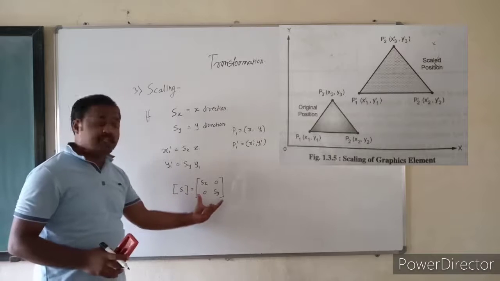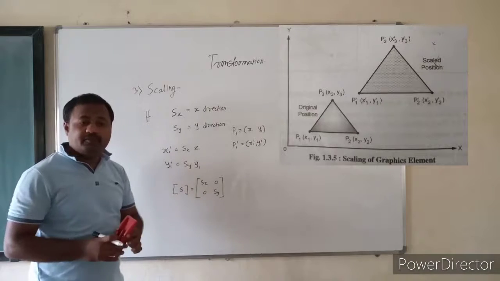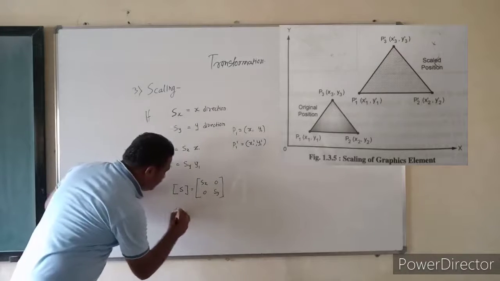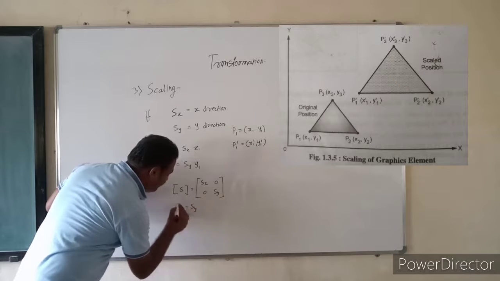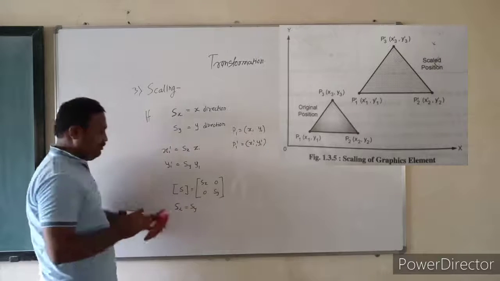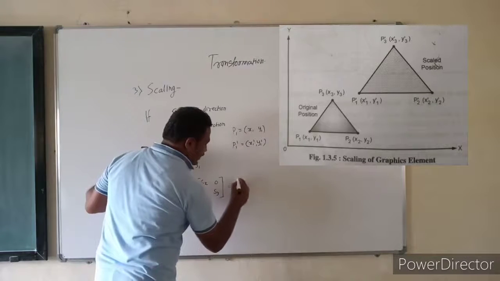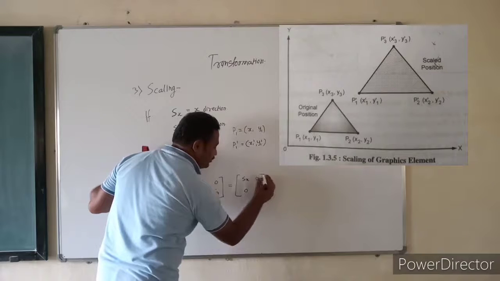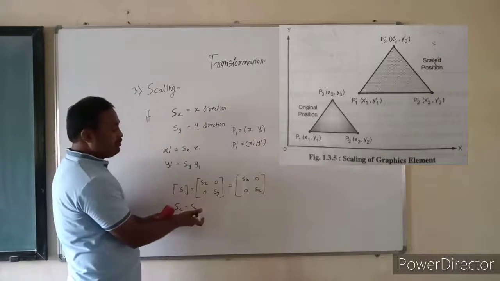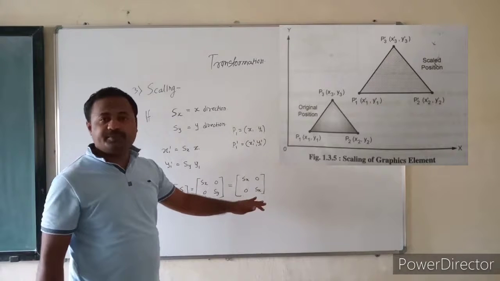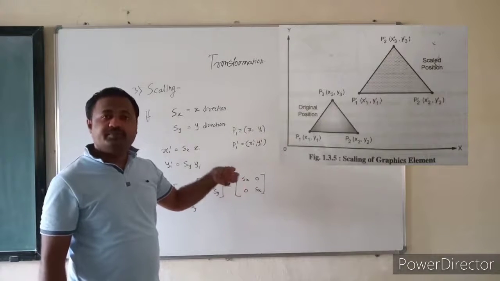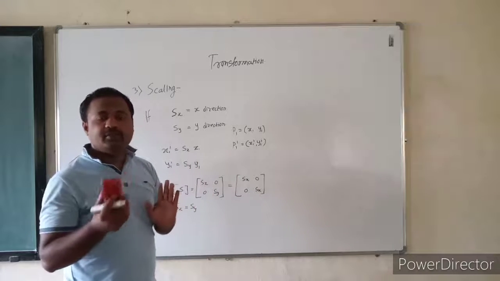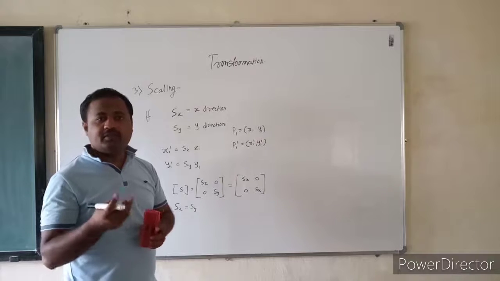It's a scaling matrix. If the scaling is uniform, uniform means Sx is equal to Sy, scaling in both directions is the same. Then it is converted into Sx 0 0 Sx, because Sx is equal to Sy. It's a uniform scaling. Uniform means same in both directions. Okay, go for next.